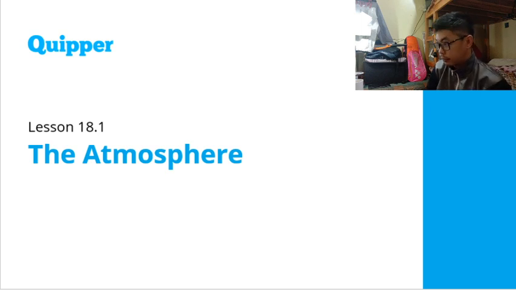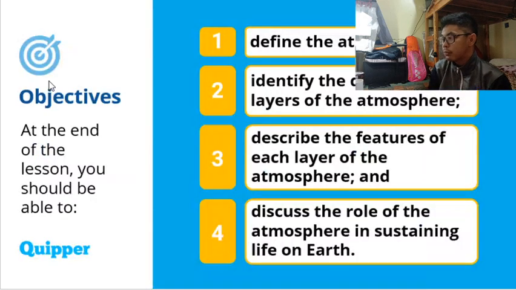Now, for the atmosphere, let's see the objectives. All right, so define the atmosphere. What is the atmosphere? Identify the different layers of the atmosphere. Describe the features of each layer of the atmosphere. And lastly, discuss the roles of the atmosphere in sustaining life on Earth.